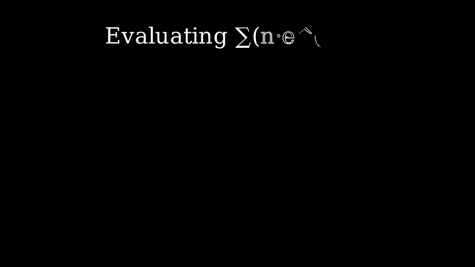Today we'll evaluate the infinite series, the sum of n times e to the negative n squared, from n equals 1 to infinity. Let's break this down step by step. First, let's check if this series converges. We can use the ratio test.